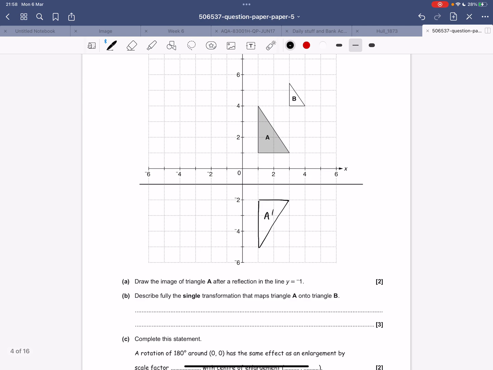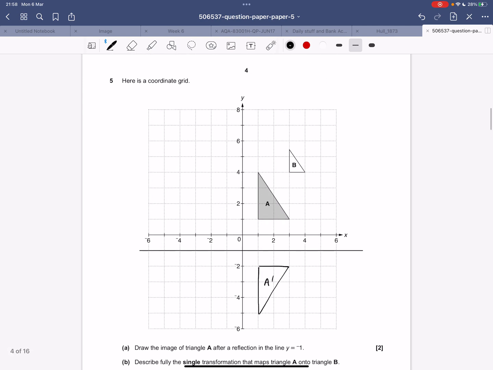Describe fully the single transformation that maps A onto B. Okay, so this is going to be, well, it's an enlargement, even though it's reduced.